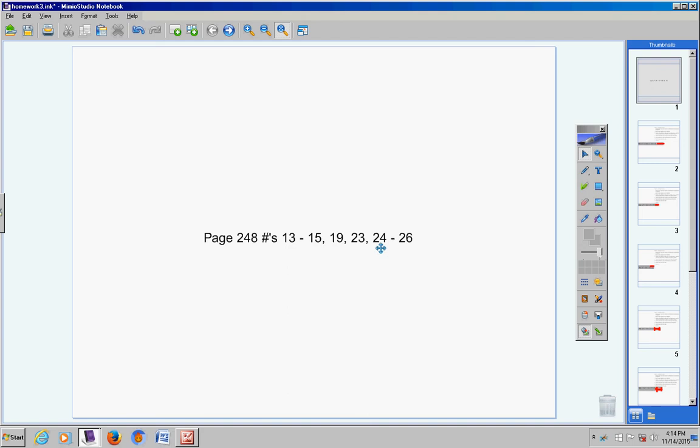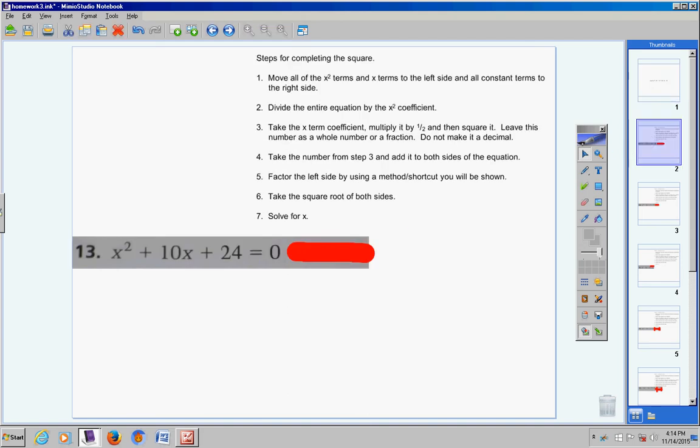Let's jump into this right away. Numbers 13, 14, and 15, and 19, 23, and 24. By the way, I handpicked these certain problems for certain reasons, okay? But anyways, the directions are saying to solve by completing the square.